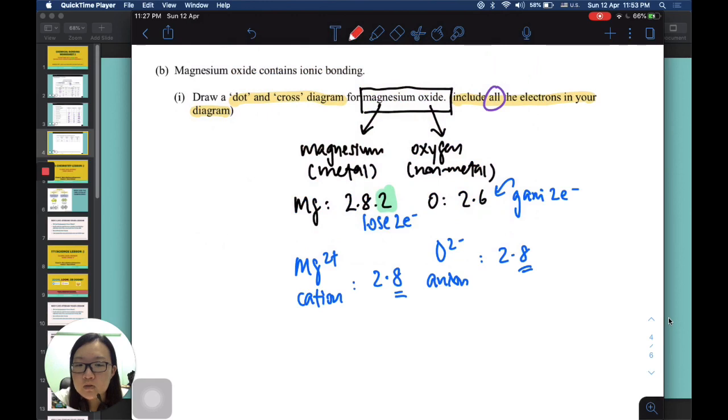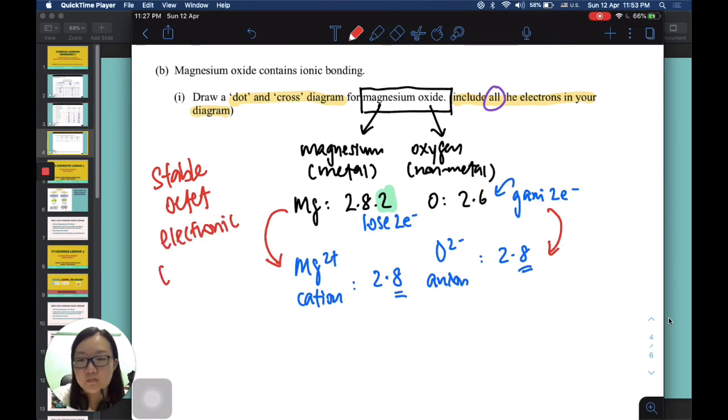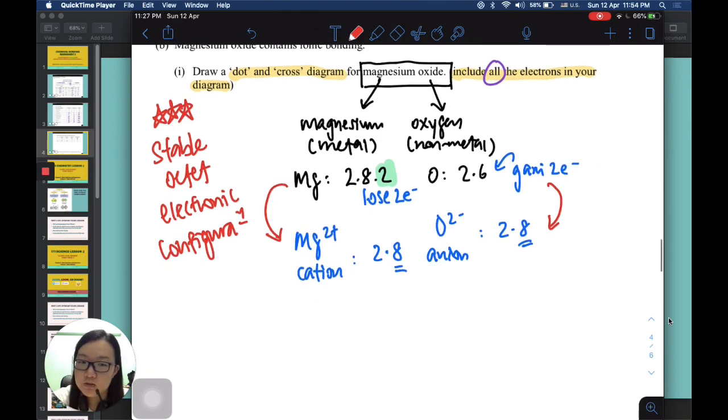Again, what is the motivation? Why does magnesium want to form Mg2+, oxygen want to form O2-? It is again those 4 golden words: in order to achieve the stable octet electronic configuration. Because it wants to be like the noble gases, which are in group 0 with 8 valence electrons, very stable, fully filled electron shell. So that's the thought process.